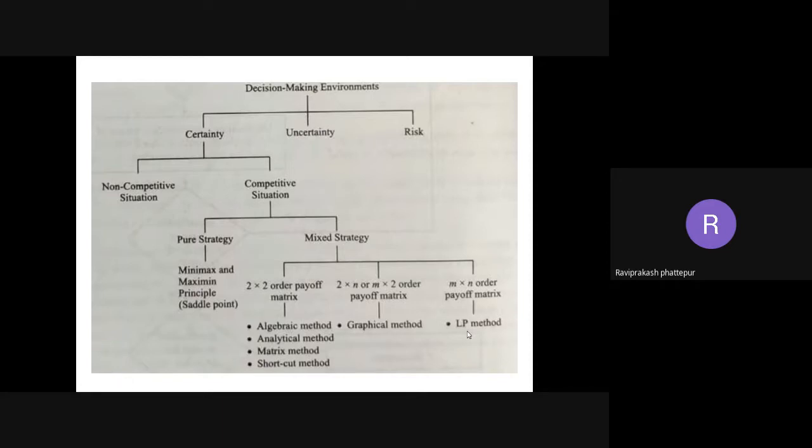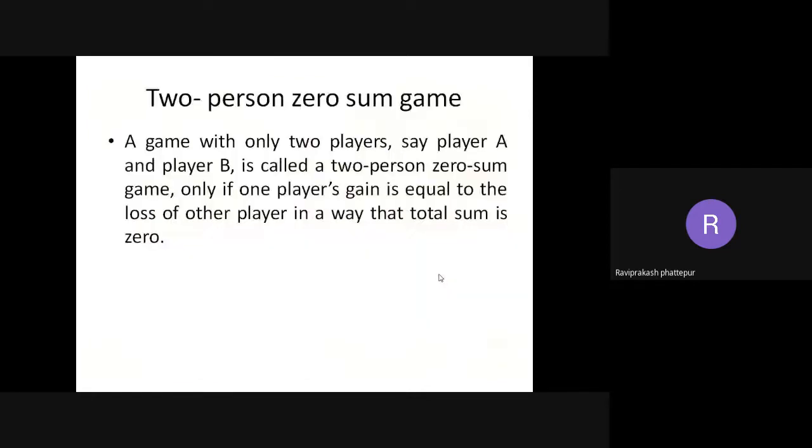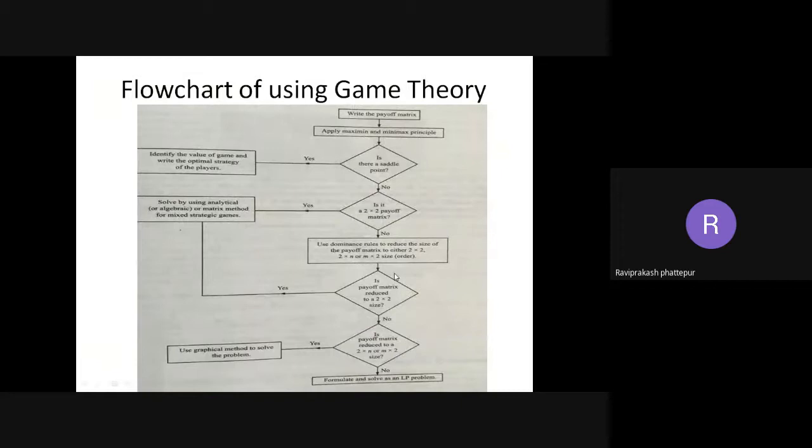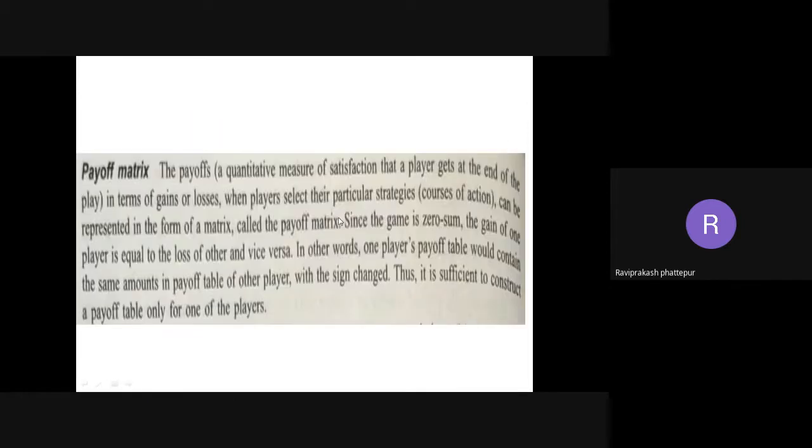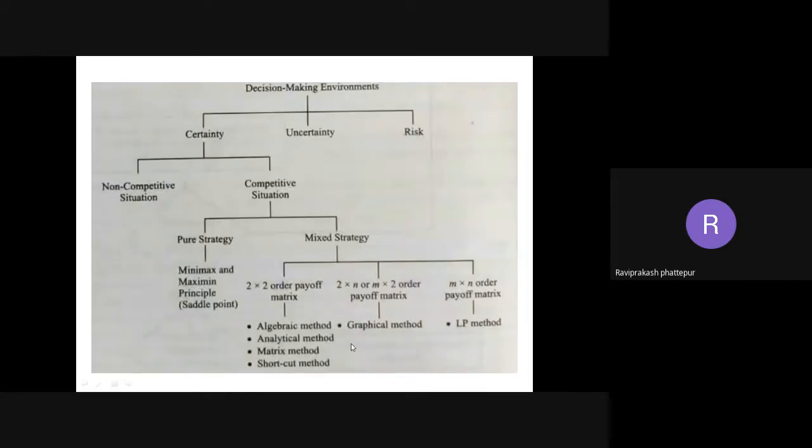Okay, so just now we all saw these particular things in the flowchart form. If you see here in this flowchart form, we have done the same thing. So you see here they are putting graphical method here, use LP method here, use analytical methods here. That is what is given in this particular format. Okay, using which kind of decision making environment we are, and what kind of competitive or non-competitive situation. In pure strategy, what we need to do. In mixed strategy, what we are doing. Okay, so these are the decision making environments.